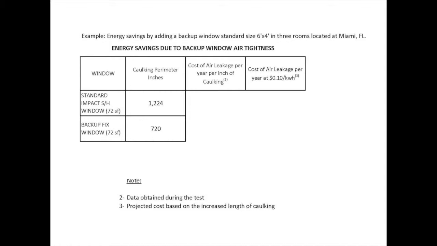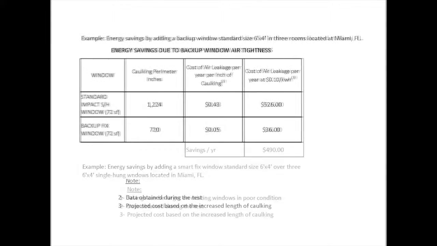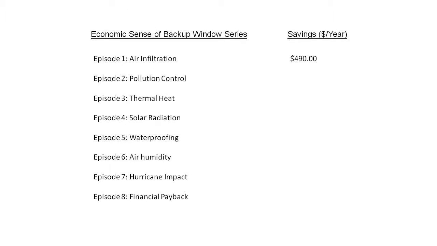We are going to apply the calculated value of cost of air leakage from the first chart for each window, and assuming 10 cents per kilowatt hour, we will see an annual cost of $526 for the rooms with standard windows. In comparison, the rooms with the backup windows would only cost $36 per year. This gives us a savings of $490 per year on the infiltration of air for just 3 rooms. In this series, based on the benefits of the backup window, the savings so far amount to $490.